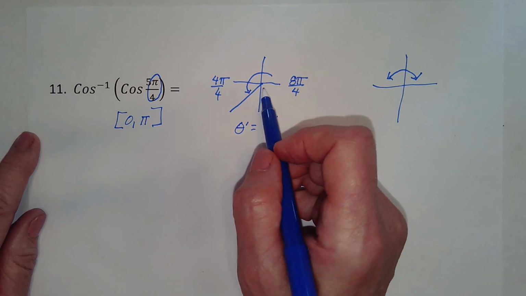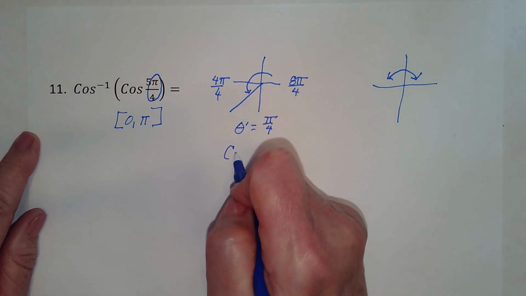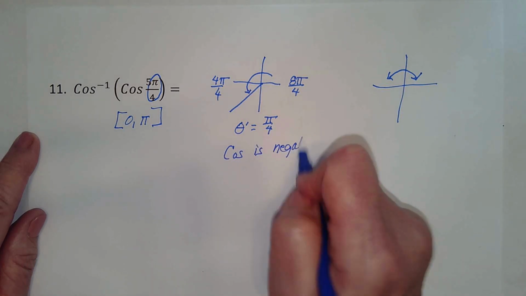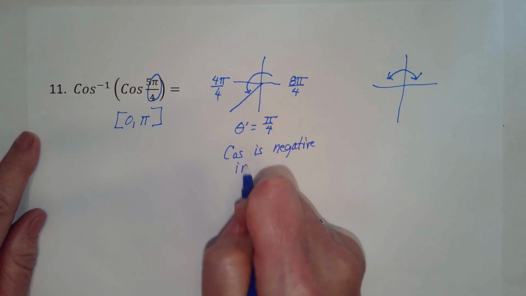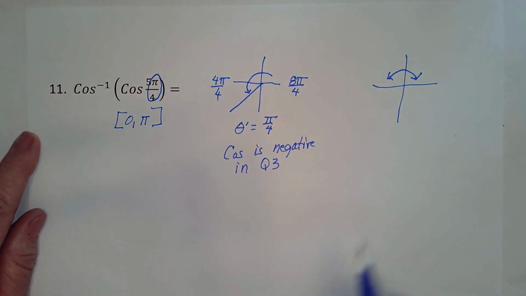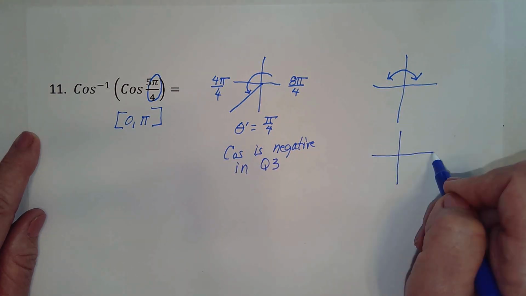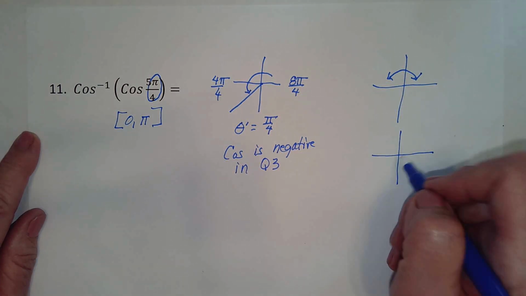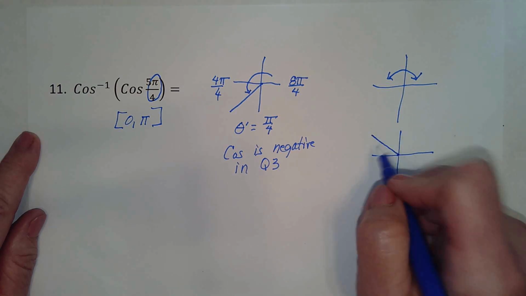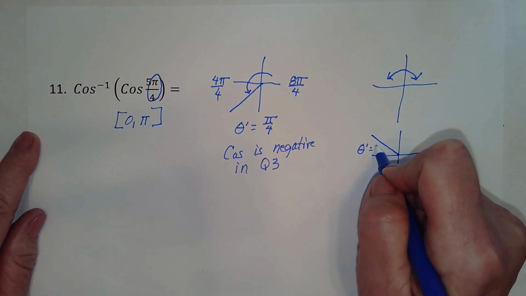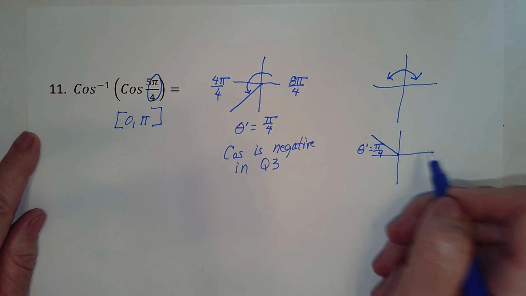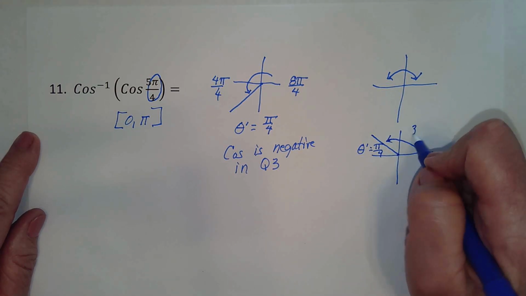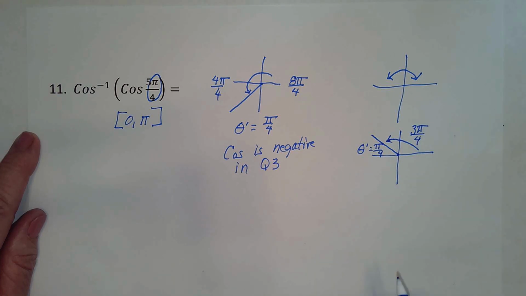Cosine is negative in quadrant 3. To rewrite my angle with an equivalent value, it must be in quadrant 2. Here's my reference angle. This angle is going to be 3 fourths pi.